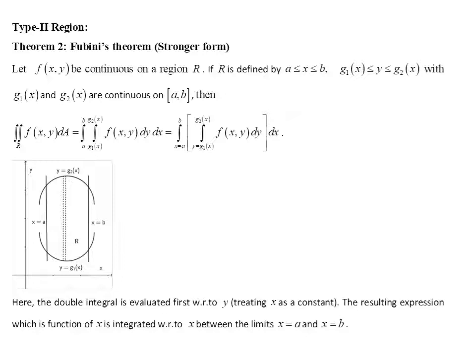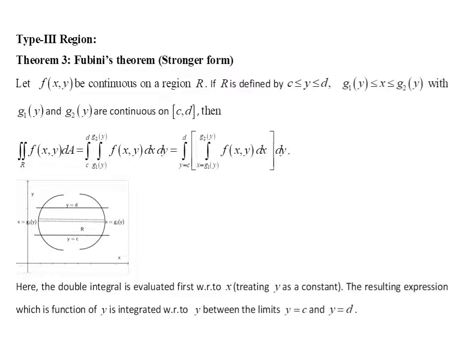So here the double integral is evaluated first with respect to y, treating x as a constant, then the resulting expression, which is a function of x, is integrated with respect to x between the limits x equal to a to b. Why do you have to integrate with respect to y first here? Because the y limits are variable limits. First you have to integrate with respect to y, then with respect to x.